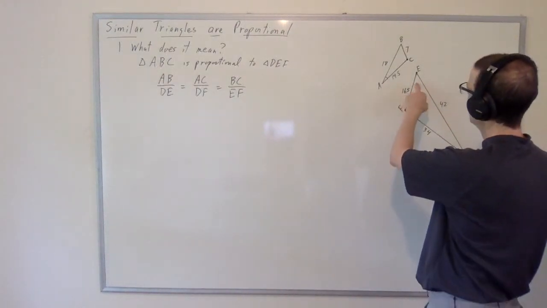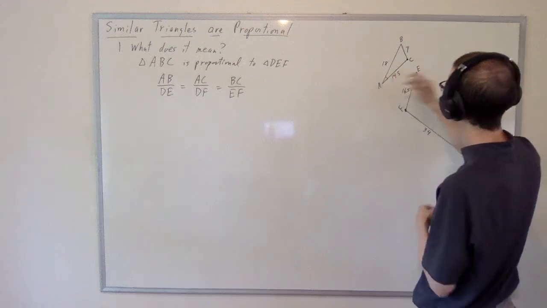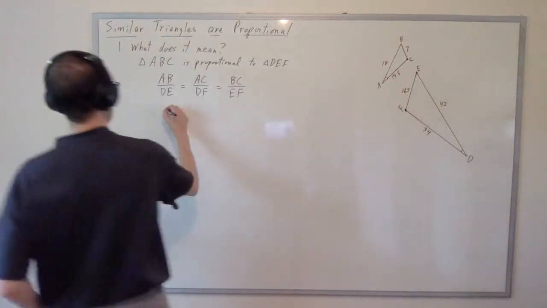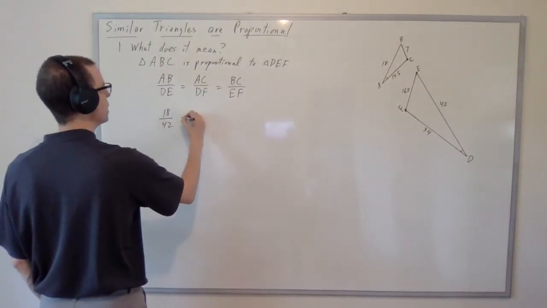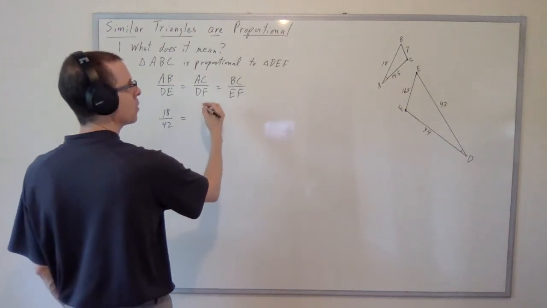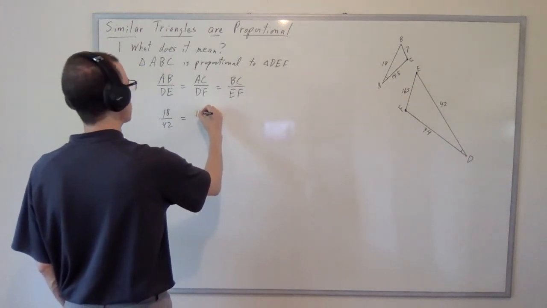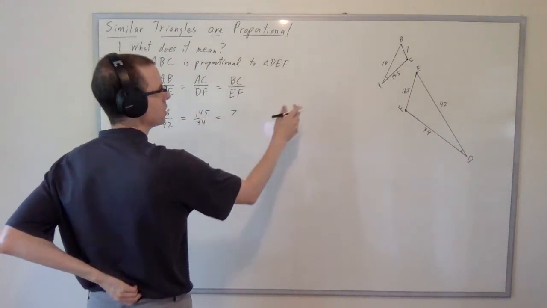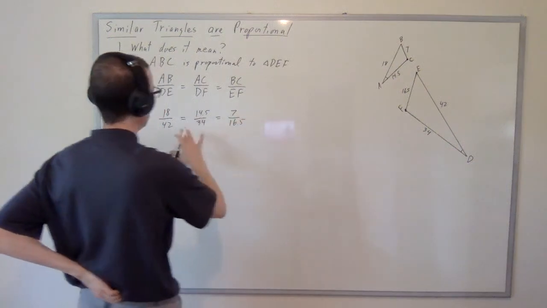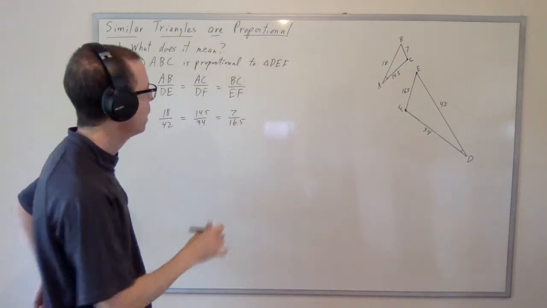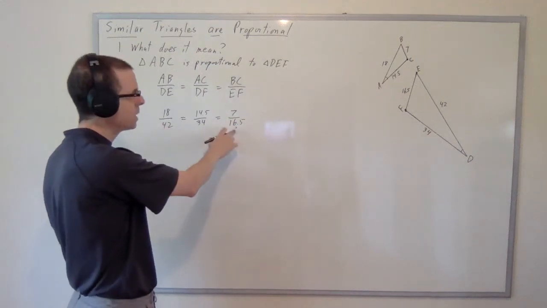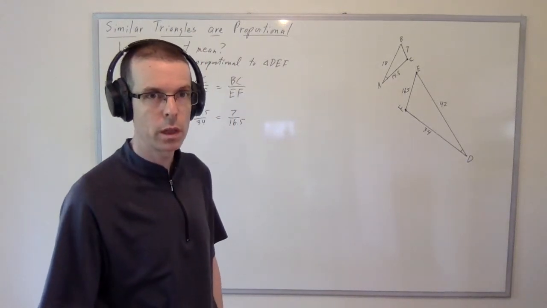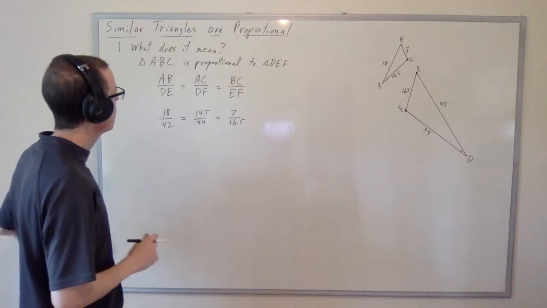AB divided by DE. In the example shown here, what this would mean is that 18 over 42 is equal to AC over DF, which would be 14 and a half over 34, and that should be approximately equal to 7 over 16.5. And each of these ratios is a little under 1/2. If you actually work it out on a calculator, you'll see that these are not exactly equal because these are slightly imprecise measurements, but they are in principle equal if I draw the diagrams perfectly and measure them perfectly too, which is a tall order.